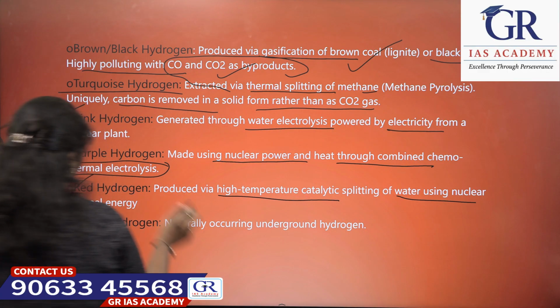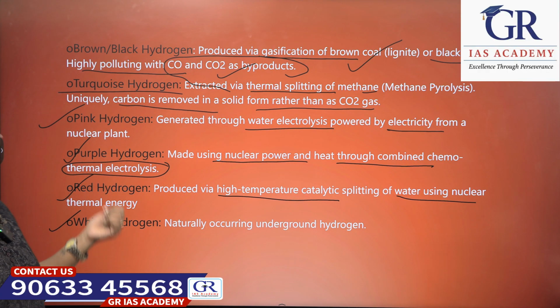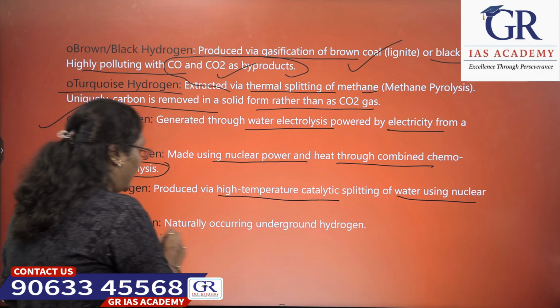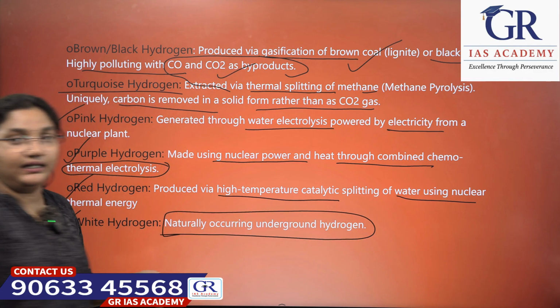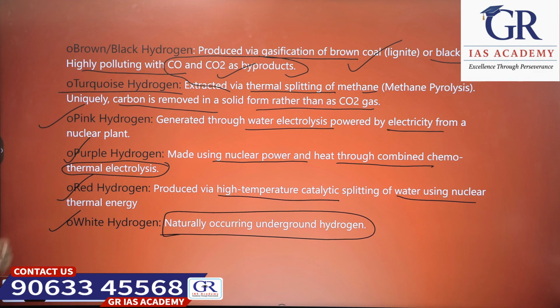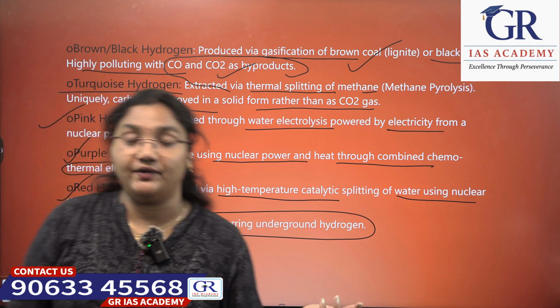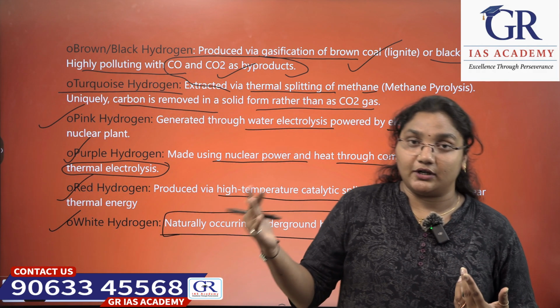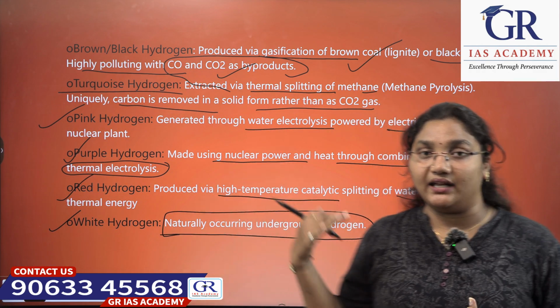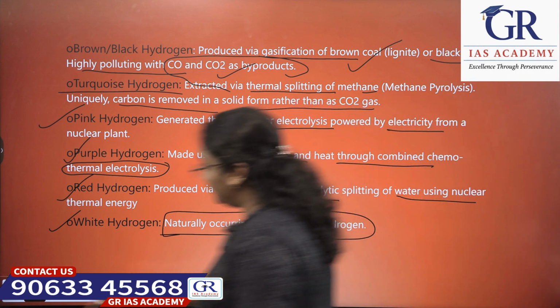The next is white hydrogen. What is this white hydrogen? This is naturally occurring underground hydrogen. Okay. Basically, we are seeing these many types of hydrogens due to their production process, and the sources from which they are available. Okay. Next.